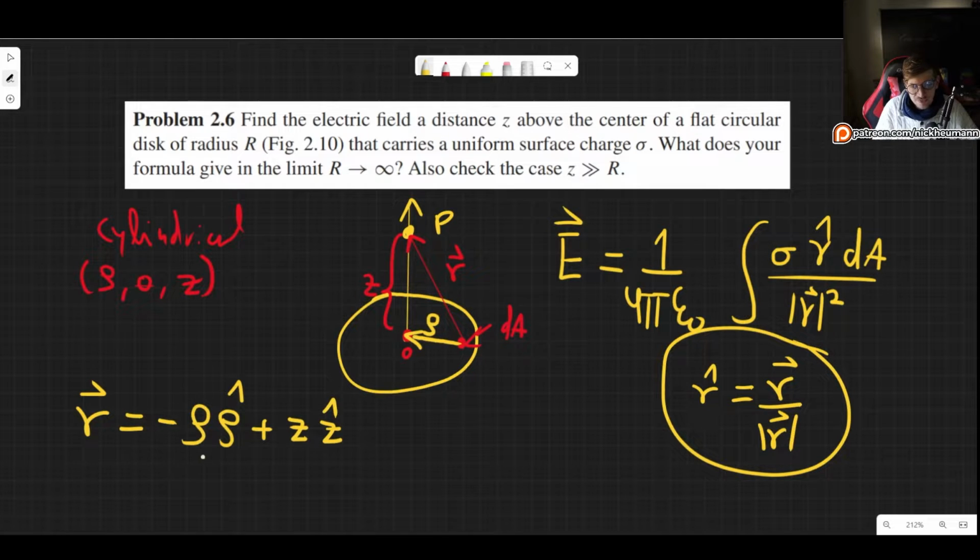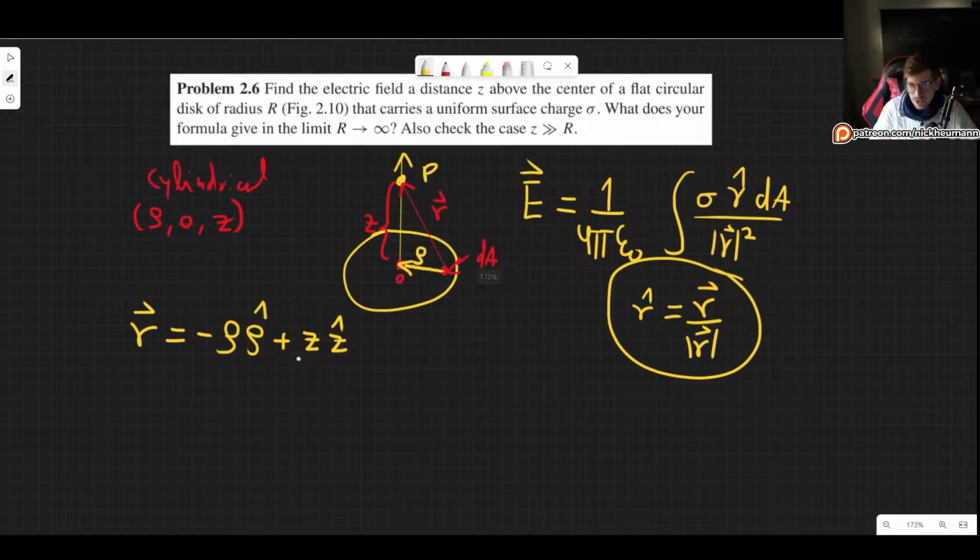Now, this is different from problem 2.5, where we had simply this circle, this line segment in the shape of a circle, because then we didn't have this amount as a variable. It was a constant. Now it is a variable. Okay, so what is the modulus here?